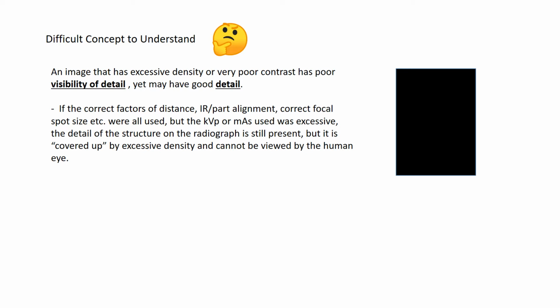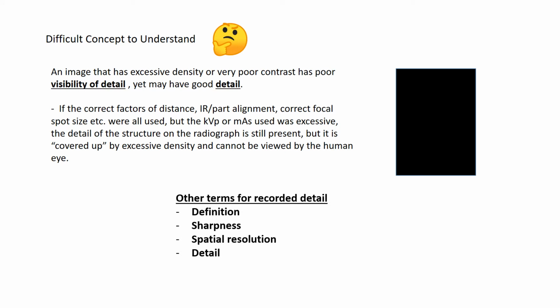So if we read an image that has excessive density or very poor contrast, it has poor what we call visibility of detail. You can't see it. Poor visibility of detail, yet it may have good detail. And once again, if the correct factors of distance, IR part alignment, correct focal spot size, all of those were used, but the KVP or the mass used was excessive, the detail of the structure on the radiograph is still present, but it's covered up, as I mentioned, by excessive density and cannot be viewed by the human eye.